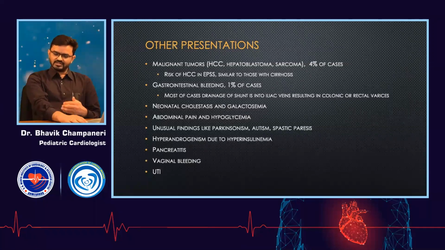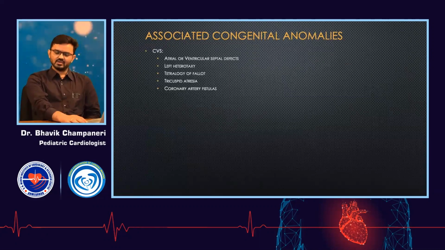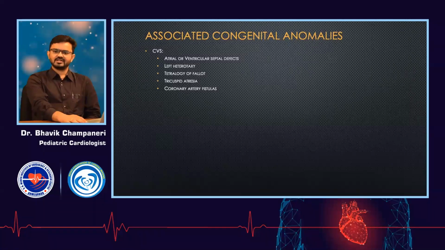What are the associations of congenital portosystemic shunt? As stated, it's a congenital defect. It is often associated with multiple other congenital abnormalities as well. Among that, most common are cardiovascular system abnormalities, and those include atrial septal defect or ventricular septal defect. Left isomerism is very common, and it has been documented that nearly 10% of patients with extrahepatic portal shunt have left isomerism. Other congenital heart diseases include tricuspid atresia, tetralogy of Fallot, coronary artery fistula, as was mentioned by Dr. Megha. That is also common in patients with congenital portosystemic shunt.